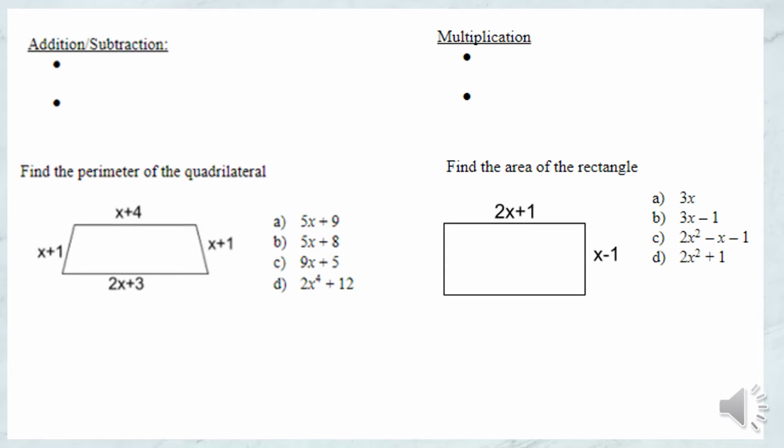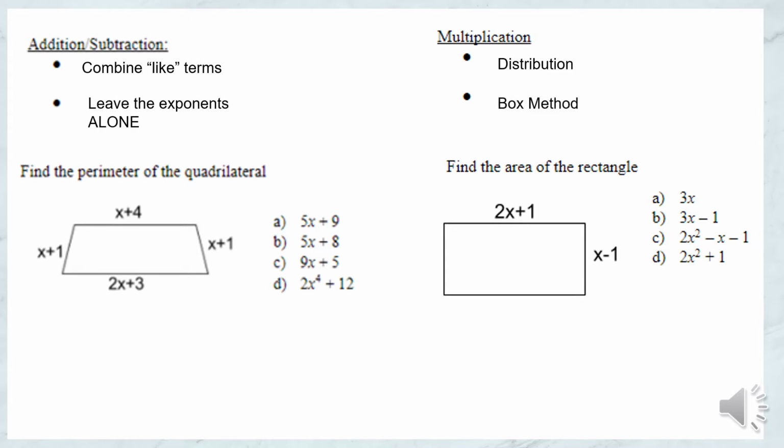So let's go over quickly how to add, subtract, and multiply our polynomials. If I want to combine like terms, I must be adding or subtracting. So if I am adding or subtracting, I'm not doing anything with the exponents. I leave them alone and I just add or subtract.